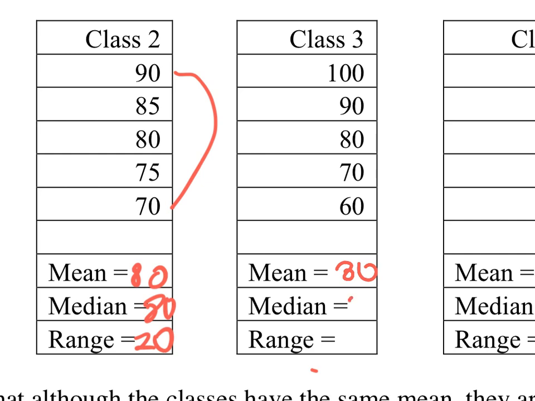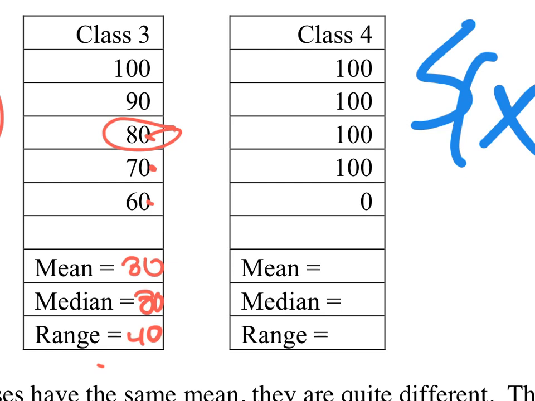80. And for those that didn't need the calculator, half of 5 is, take 5, it's odd. Round it to 6. Half of 6 is 3. 1, 2, 3. It has to be that middle term. What was the range? 40? 40. And the last class, it's curious. You have all those hundreds. The mean is?